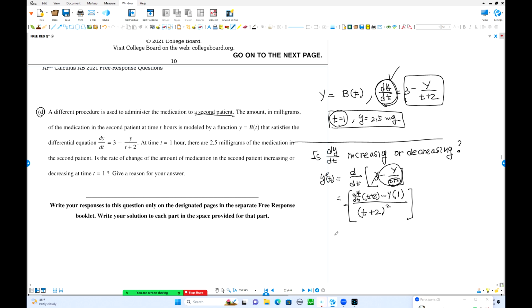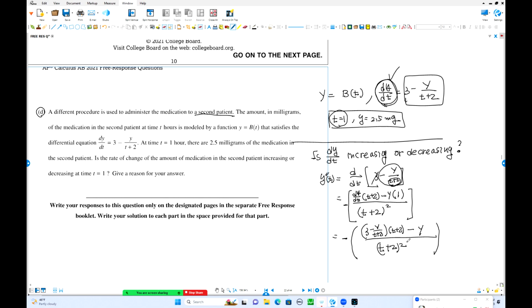Now put this in there. dy/dt is what? 3 minus y over t plus 2. That is dy/dt, right? Replace it, times t plus 2 again, and the second part is y, with denominator t plus 2 squared. That is the second derivative. Look at this: y is a function of t. Now put in t equals 1.